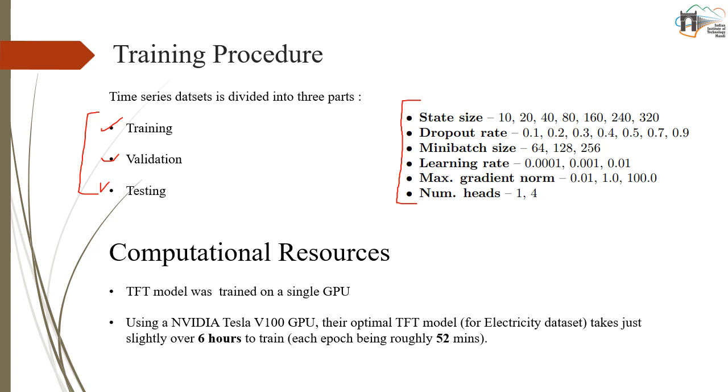Also, the number of heads I'm saying here is ranging from 1 to 4. So 1 to 4 is the multi-head attention that we talked about in the previous slide. They also checked how many heads would be more suitable for optimal training of our model. So yeah, that's all about how the training procedure was done on our different data sets for these temporal fusion transformers. Let's go to the results part now.